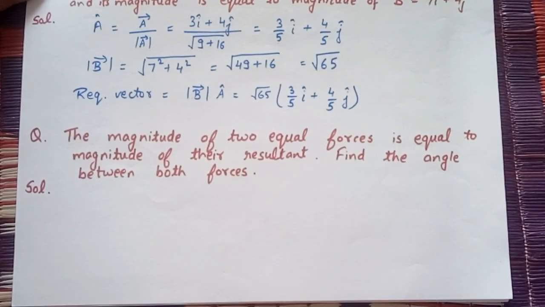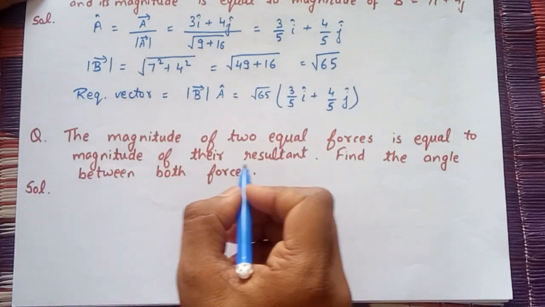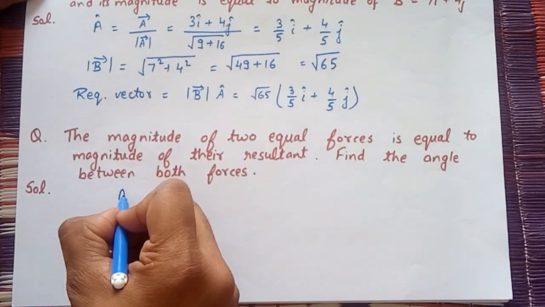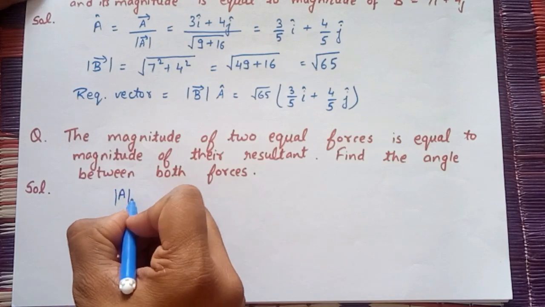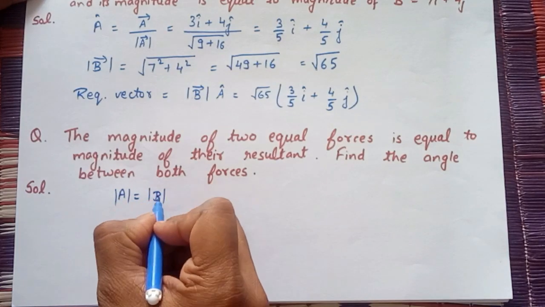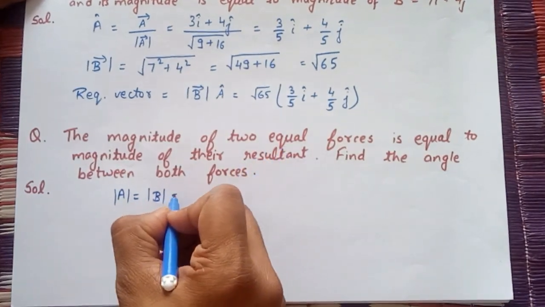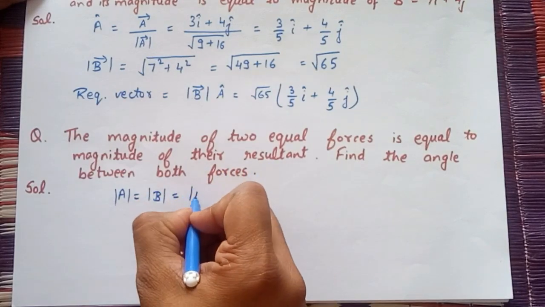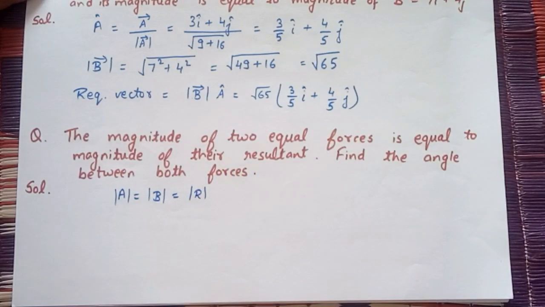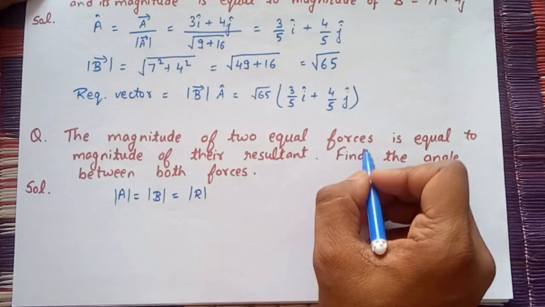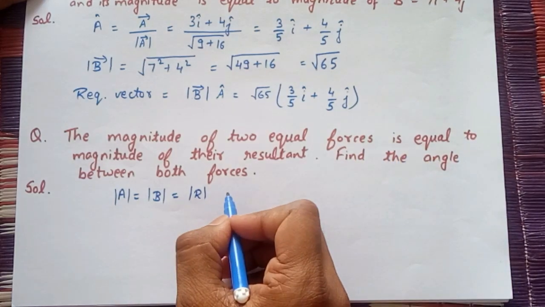Next question is, the magnitude of two equal forces is equal to the magnitude of their resultant. The question is saying that if I take two forces A and B, then the magnitudes of these forces are equal, as they are equal vectors, and it is also equal to the magnitude of their resultant, which will be equal to modulus of R. We have to find the angle between both forces.